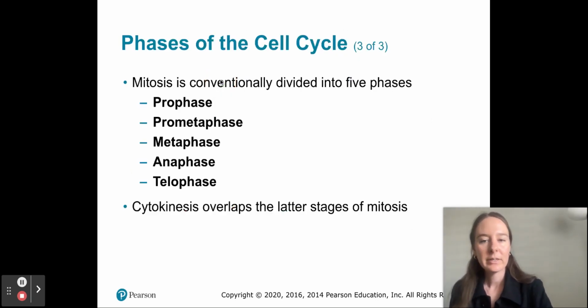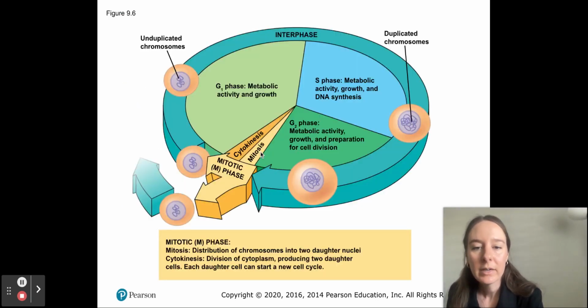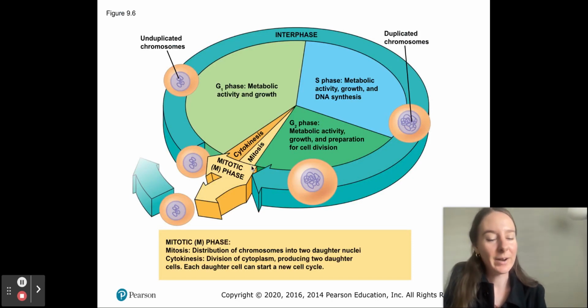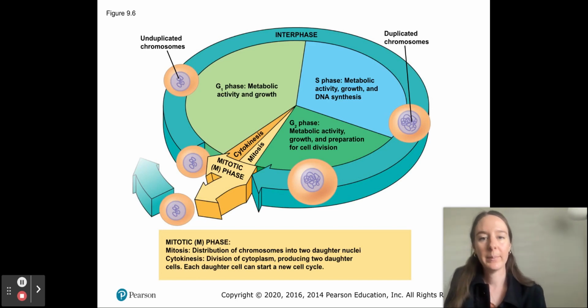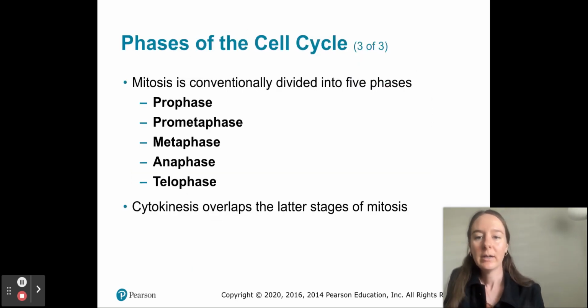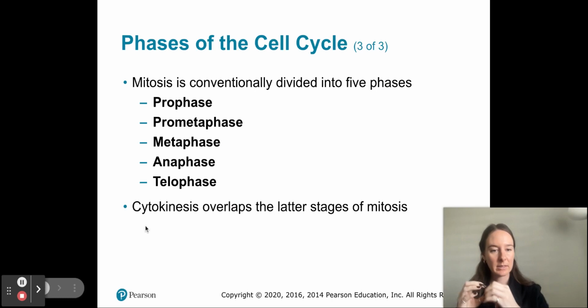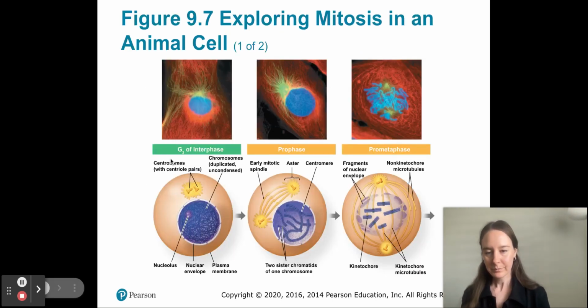Okay, now let's focus in just on the mitotic phase, and let's look closely at mitosis. We can actually split mitosis up into 5 steps. And these steps you need to know the names of, and you need to know what happens in each step. So we call it PMAT, or prophase, prometaphase, metaphase, anaphase, and telophase. And then finally, cytokinesis is splitting the cytoplasm. Let's take a look at each of these phases closely.